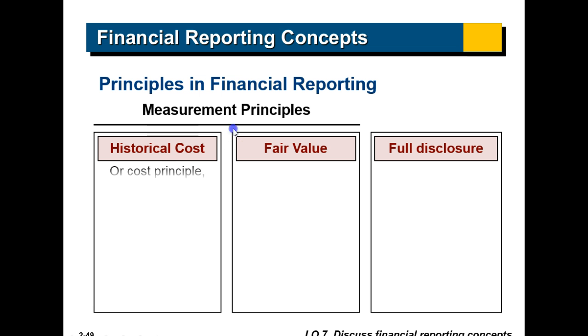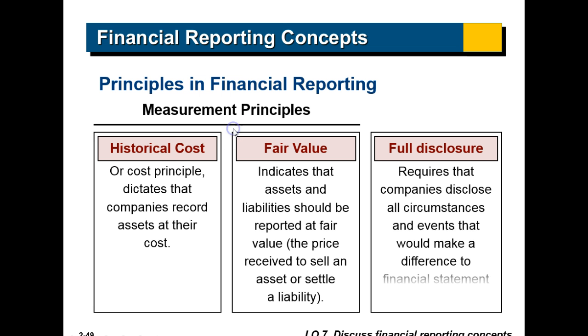So, when we relate to financial reporting, there are 3 types of principles here. One is called historical cost, which means when a company records their assets, they record them at what they paid for them. So if I show this, well, that's not a good example.